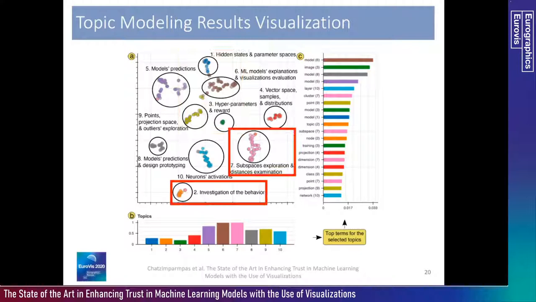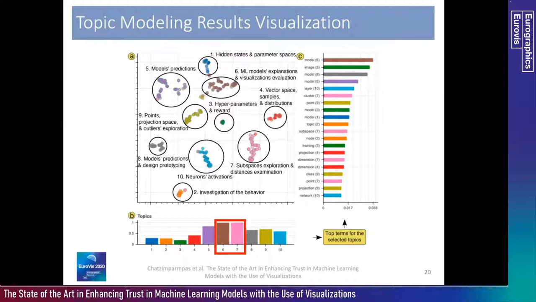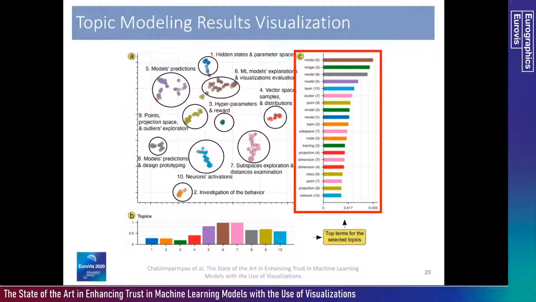Another interesting insight is the mixing of orange and pink points, as well as of pink and red points in the embedding. This happens due to 3 concept terms that are spread in all 3 topics, namely the terms clustering, dimension, and projections. As we can see from view B, topic 6, about machine learning model explanations and visualization systems evaluation, and topic 7, with regard to subspace exploration and distance examination in clustering and dimensionality reduction, are the most prominent ones, followed by topics 5, 9, 8, 10, and the others. With regard to view C, some interesting top terms are, as expected, models, image, data related to computer vision, layers for deep learning, clusters, topic analysis, subspace, projections, and dimensions for dimensionality reduction.